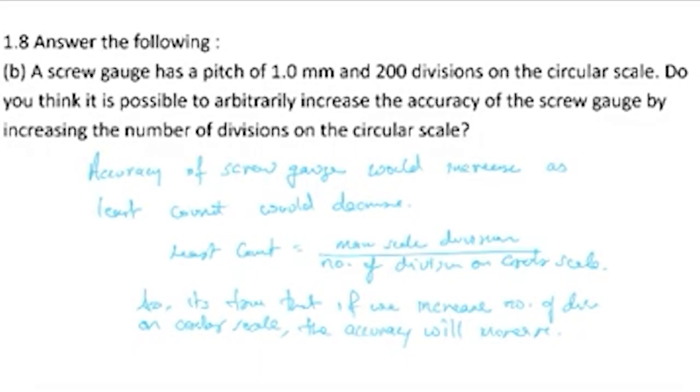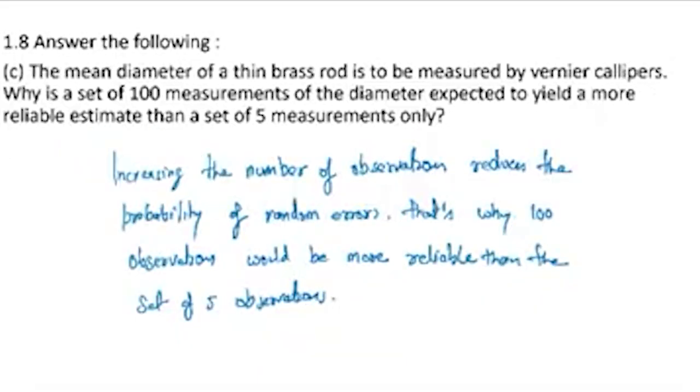So moving forward to the next question, the mean diameter of a thin brass rod is to be measured by vernier calipers. Why is a set of 100 measurements of diameter expected to yield a more reliable estimate than a set of 5 measurements only? So we all know that increasing the number of observations reduces the probability of random errors. So that's why 100 observations would be more reliable than the set of 5 observations, because random error would decrease.